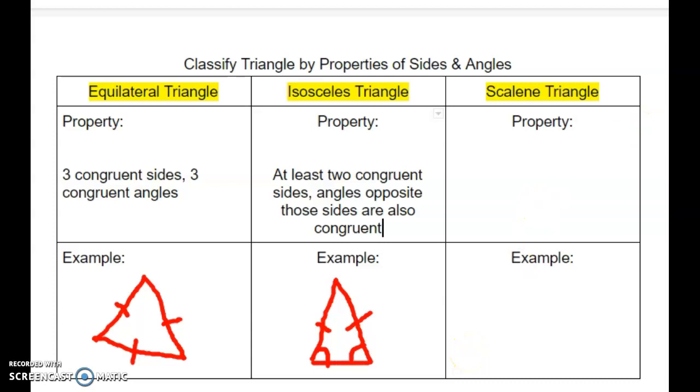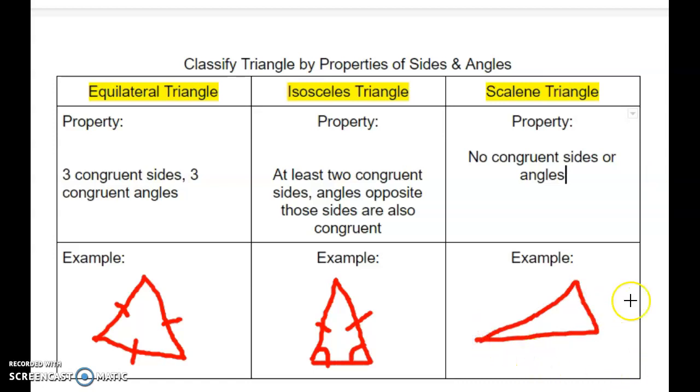A scalene triangle, those are just a little bit different altogether, okay? They have no congruent sides or angles. Everything is different about them. So maybe it looks something like this, okay? There is nothing congruent about it though.